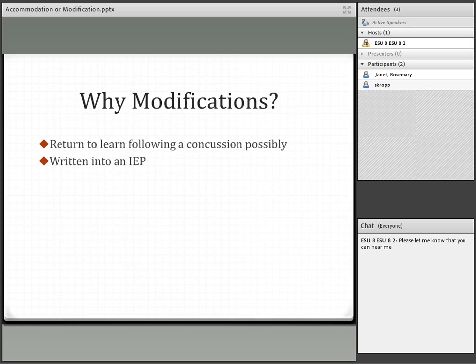When are some times that we would consider modifications? Again, possibly in that return to learn time following a concussion, that would be based on an individual student plan or a health plan where the student is returning following, like I said, a concussion or some other major health issue. And modifications are typically written into individual education plans through the special education process.